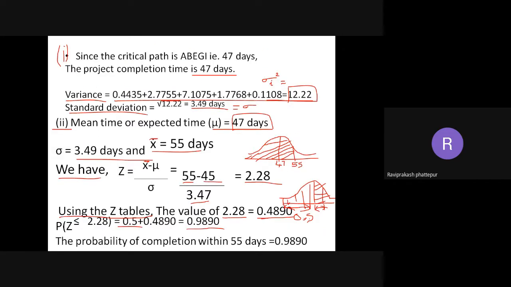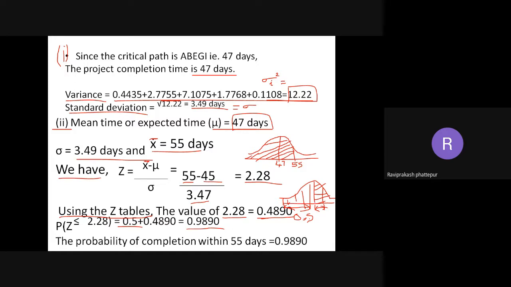So in the next class we'll start with the new chapter, the last chapter in this particular syllabus. So this CPM is important for you. If you want, I'll send some practice problems, so you can try solving them. But the base is drawing the network diagram.